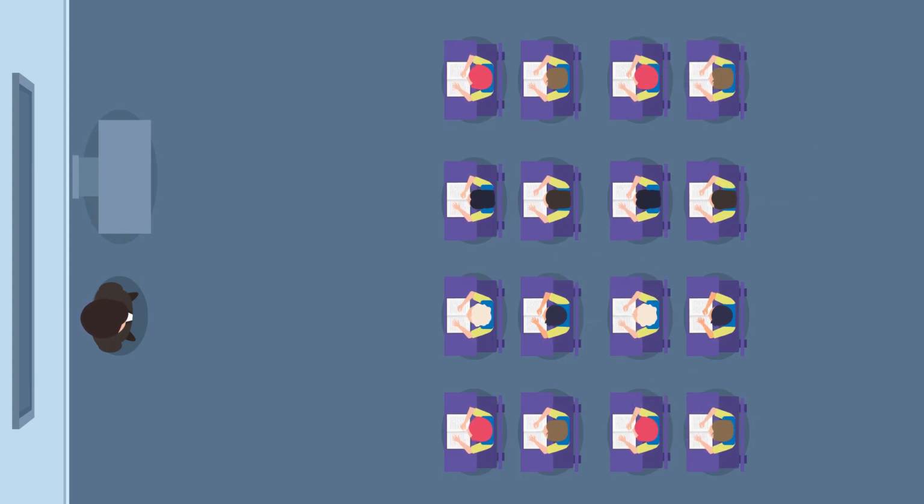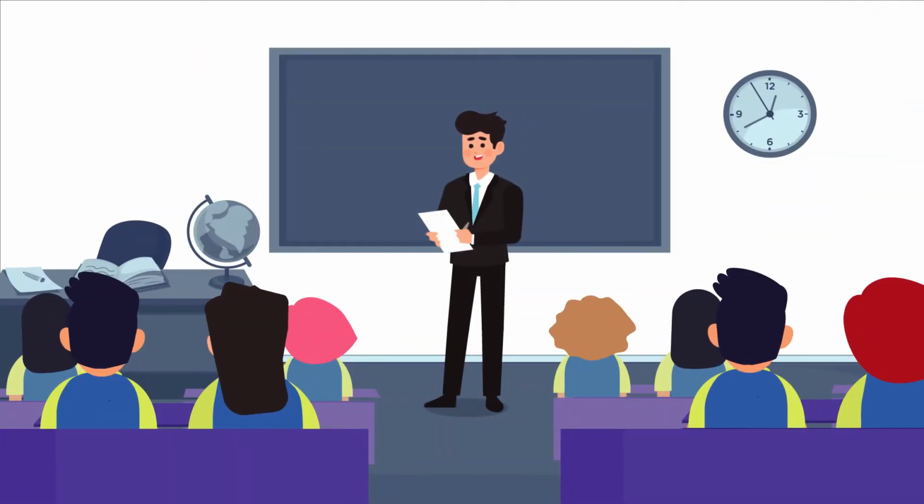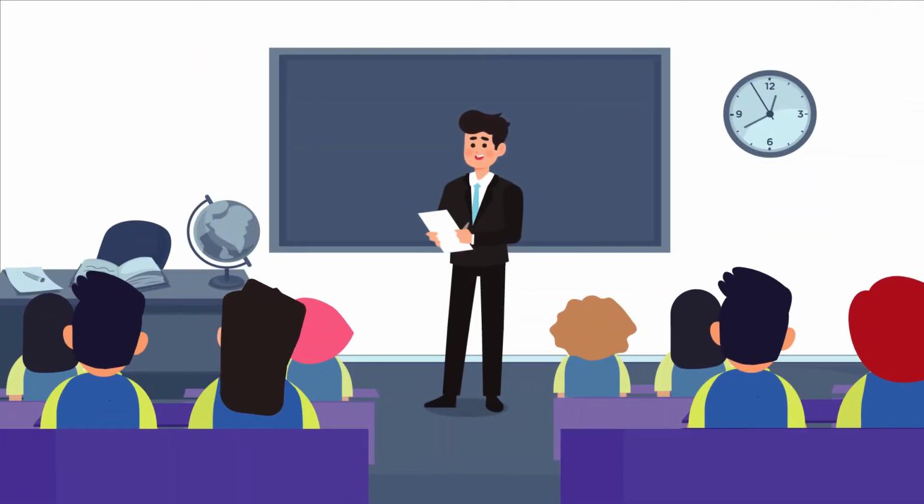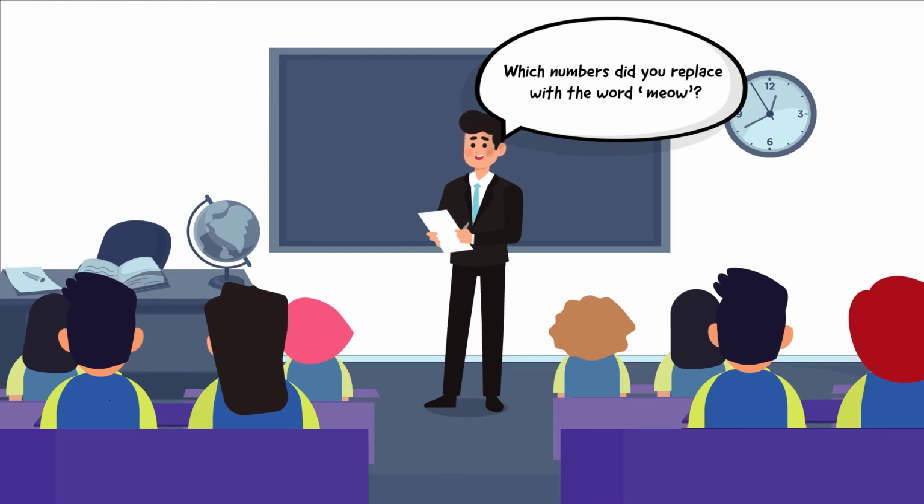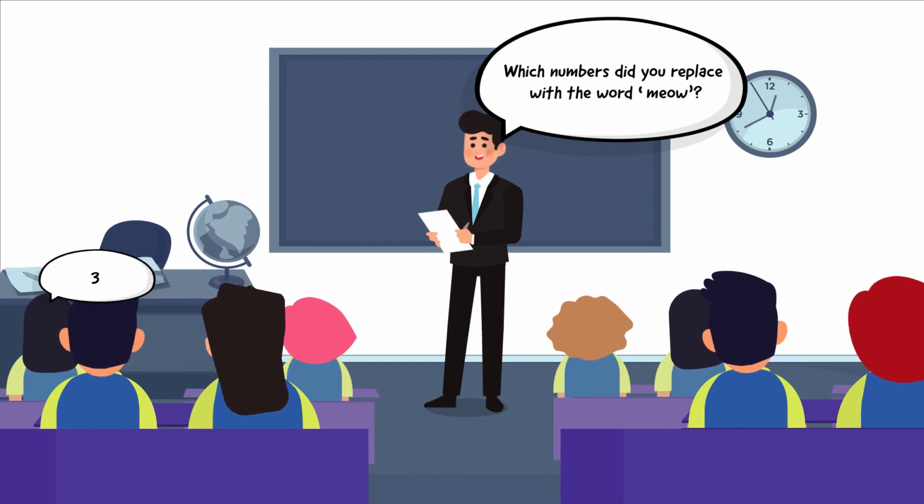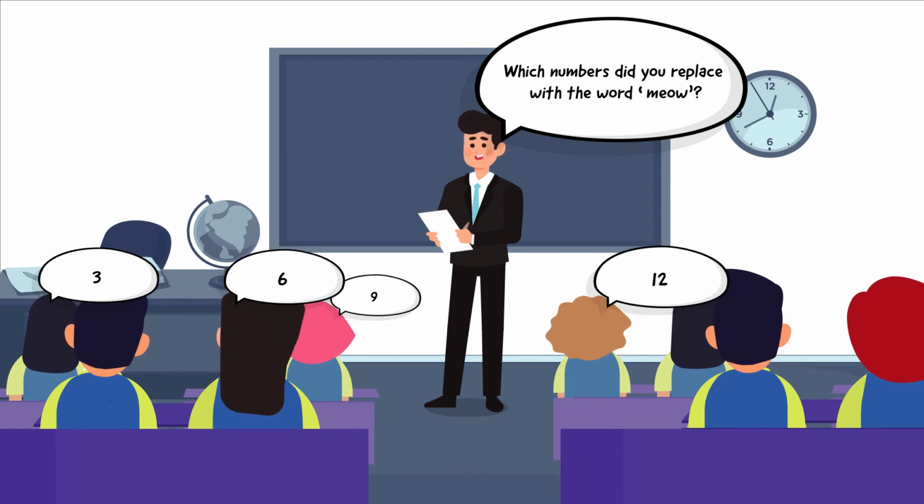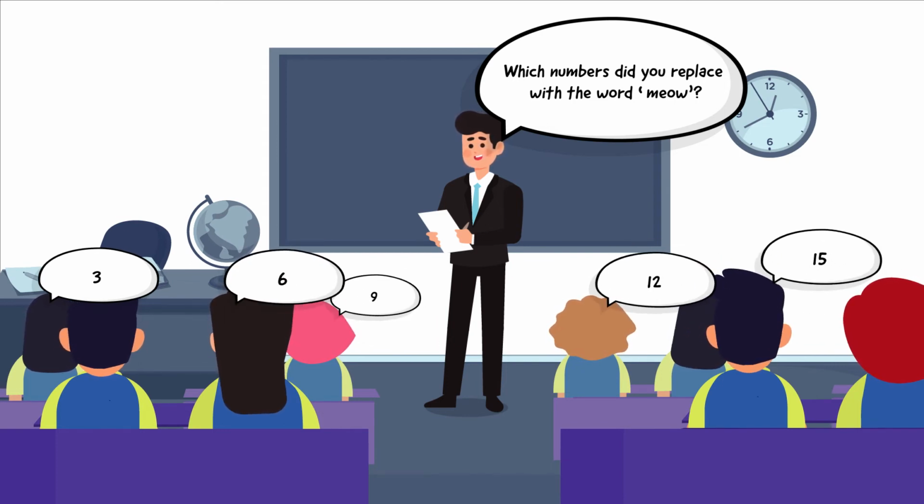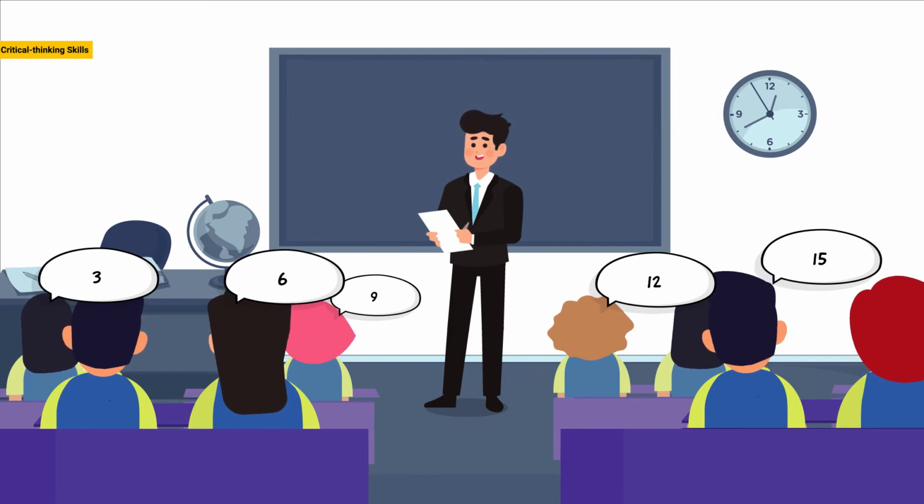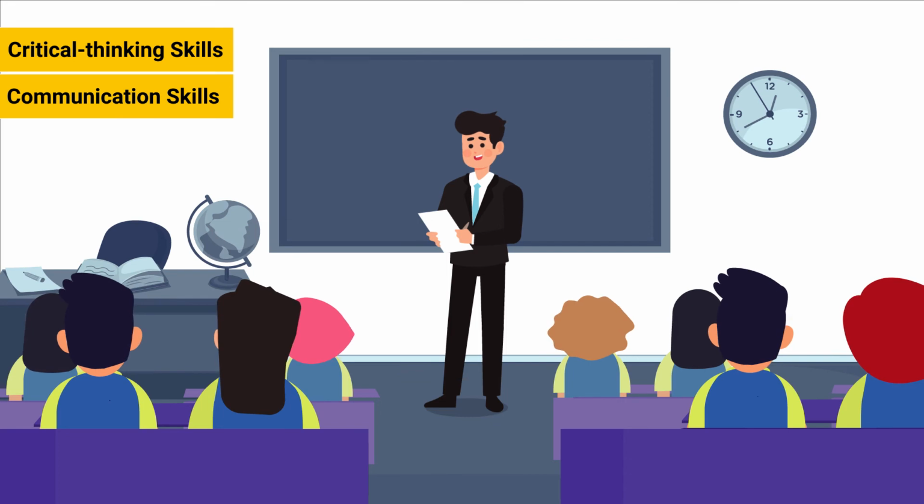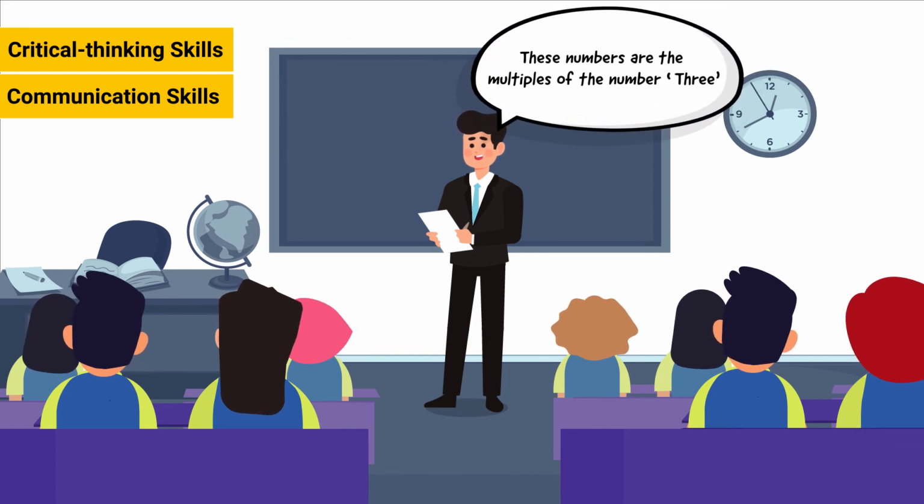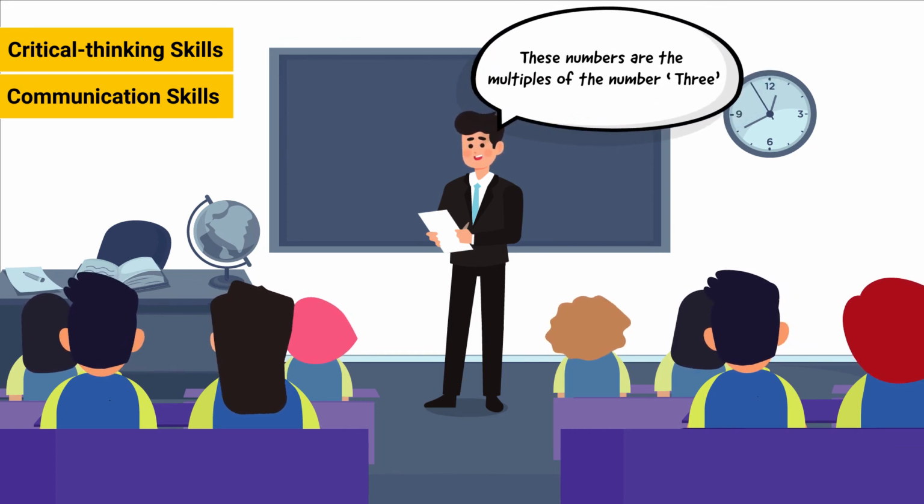Once the game is over, we will lead the students to the concept of multiples by asking them, which numbers did you replace with the word meow? They will respond by saying 3, 6, 9, 12, 15 and so on. As the students respond, it will aid in developing their critical thinking and communication skills. Based on the students' responses, we will conclude by stating that these numbers are the multiples of the number 3.